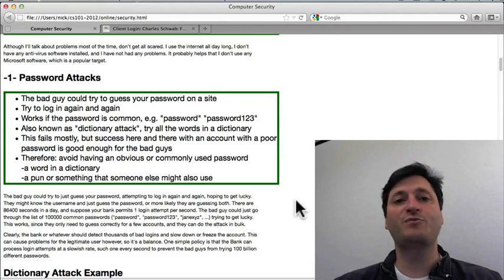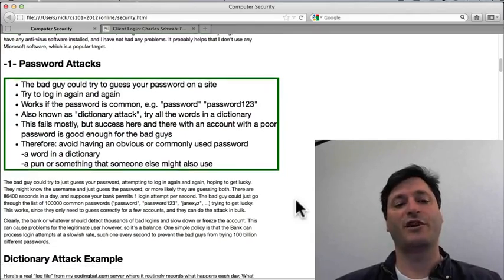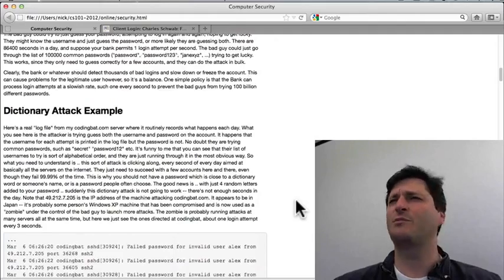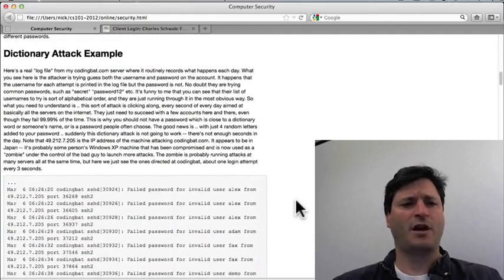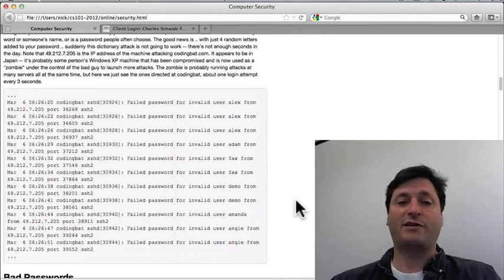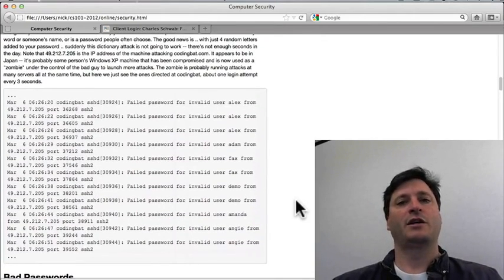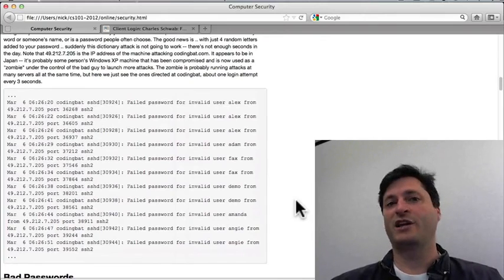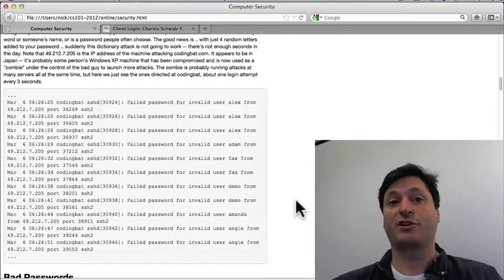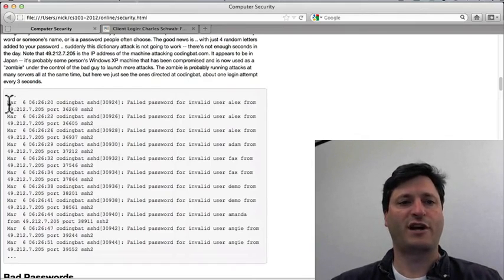So your password should never just be a word that appears in a dictionary, or a pun or a little bit of wordplay that many other people on the internet might have thought of. Actually, I can show you a real example of a dictionary attack. I run the codingbat.com server, and it just turns out bad guys are trying to break into that thing all the time. So it keeps a log file of what's happened. That's a standard thing for servers to do. And I've put a copy of the log file. It's a little cryptic, but I'll walk you through it.